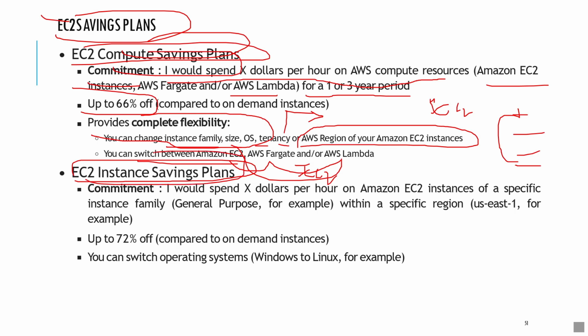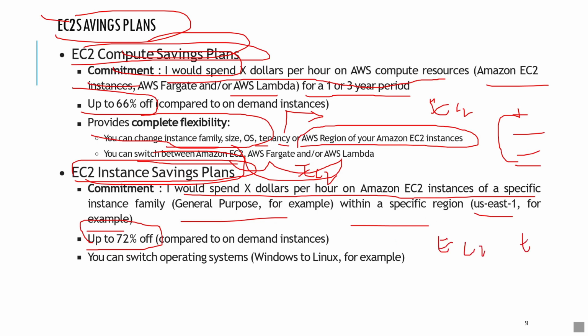In instance savings plan, if I spend X dollars per hour on Amazon EC2 instances of a specific instance family, for example general purpose, within a specific region, for example US, then we get around 72% off. Suppose you don't want to change your EC2 instance region from one region to another, then you can go for instance savings plan. But if you want to change your instance from one region to another, then you can go for compute savings plan. In an EC2 instance, we can change our operating system from Windows to Linux, then Linux to Mac OS, or Mac OS to Windows.